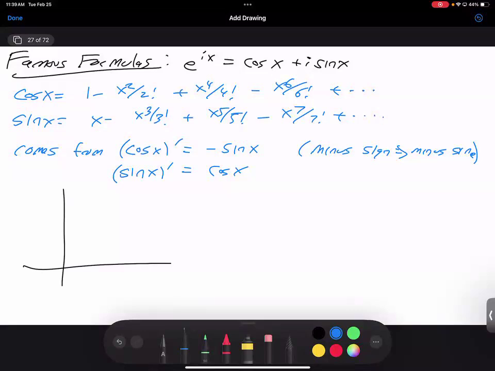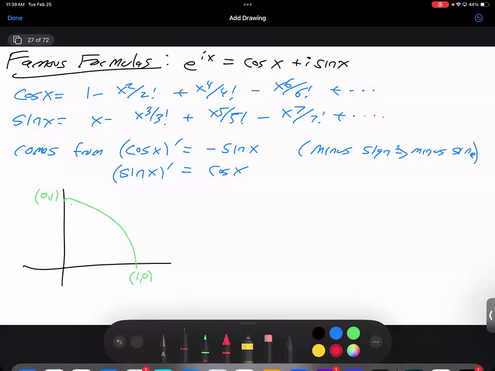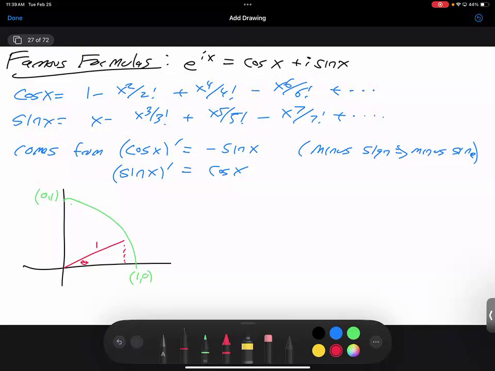Here is, maybe, our unit circle. Here's the point 1, 0. Here's the point 0, 1. And then here's 1, and this would be theta. This would be cosine theta, and this would be sine of theta. And so we can define the functions sine and cosine like that.